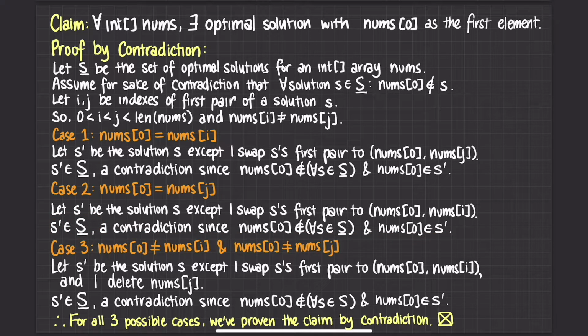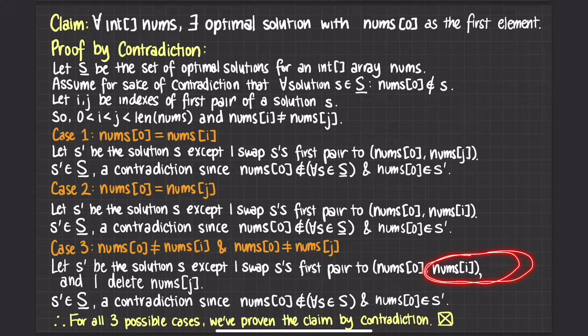Case 3 is the case otherwise, right? So the case where case 1 and 2 are not true. So therefore, num0 does not equal nums I, and it also does not equal nums j. So in this case, I just set S prime to be the same as S, except I swap its first pair to num0, nums I, and I just delete nums j and keep everything else the same.